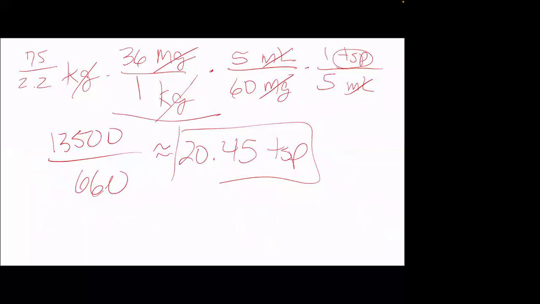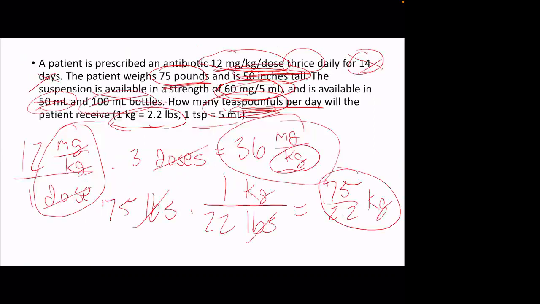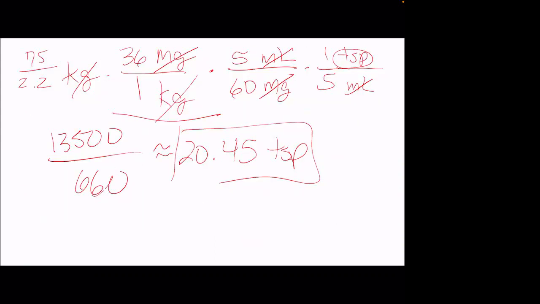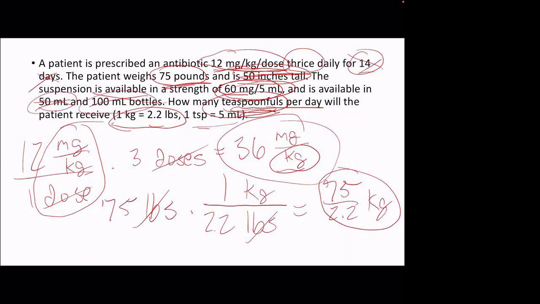That was this one. Then we used the strength of our suspension to convert that to milliliters, to figure out how many milliliters are consumed each day. That's this. And then, of course, we wanted our answer in teaspoons, so we ended with that conversion and combined it all together. I really like this example. There's a lot to it, and it really requires a careful eye and not getting overwhelmed by all of the numbers there.